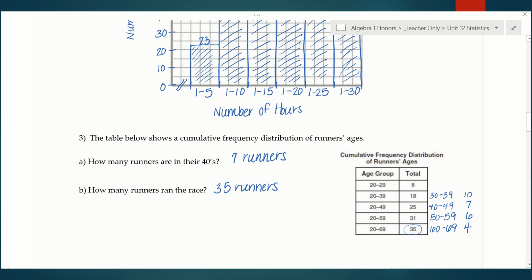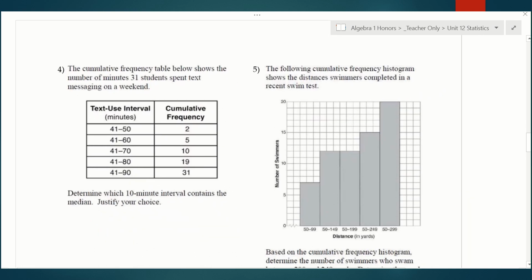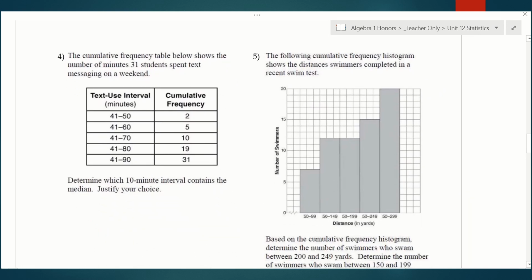Okay, so let's look at the next one here, number 4. The cumulative frequency table below shows the number of minutes 31 students spent text messaging on a weekend. Okay, so another cumulative frequency table. All of the intervals are starting at 41. What I would recommend doing is maybe over on the side, let's figure out what your intervals were before they were added, because if you look at what we're being asked to do, it says determine which 10-minute interval contains the median and then justify your answer. Okay, so this is a little bit tricky.